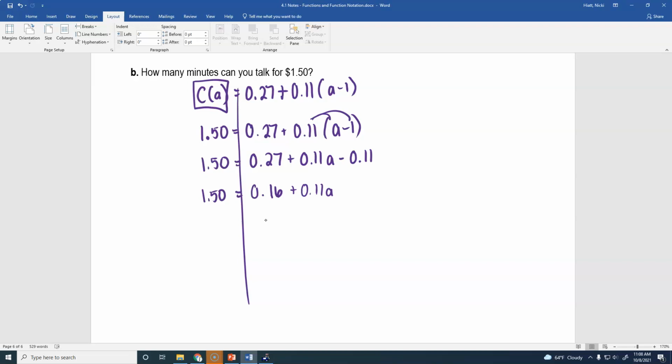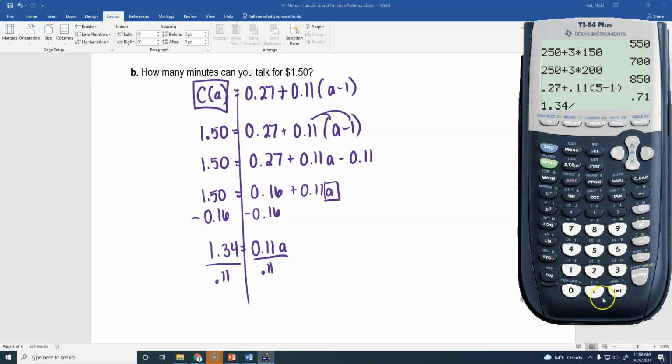Okay. So we would combine these. Then, Passion, what would we do next to solve that? We're not going to get rid of that yet. We do want to try to get that. Yep, 0.16 we're going to subtract. So that's going to give me 1.34. Divide by 0.11. And we will use the calculator for that one.